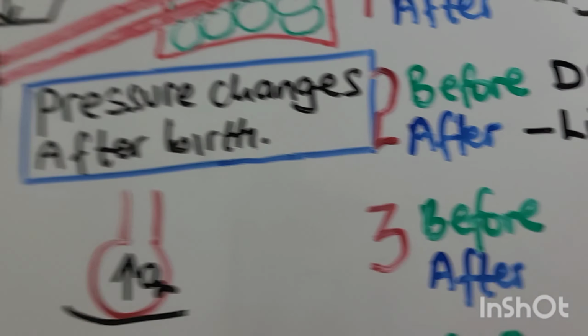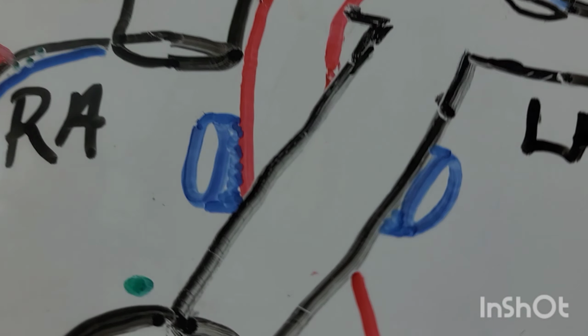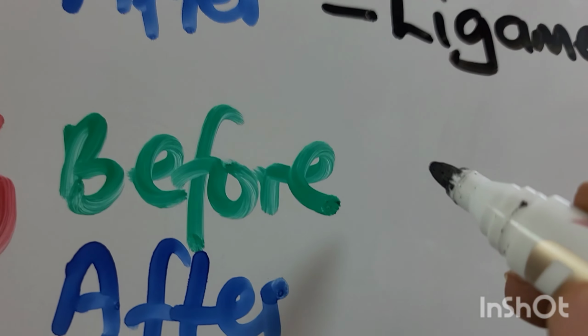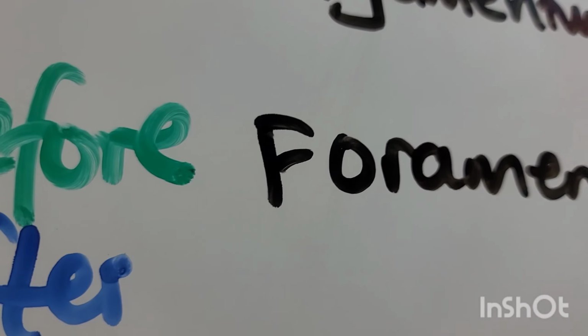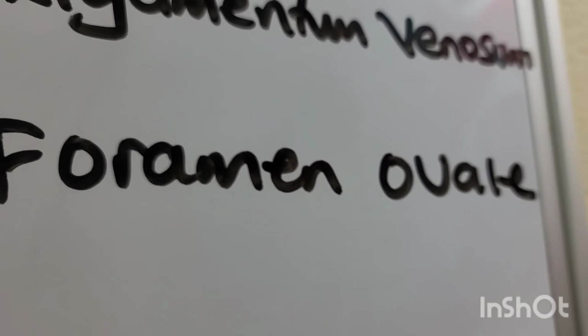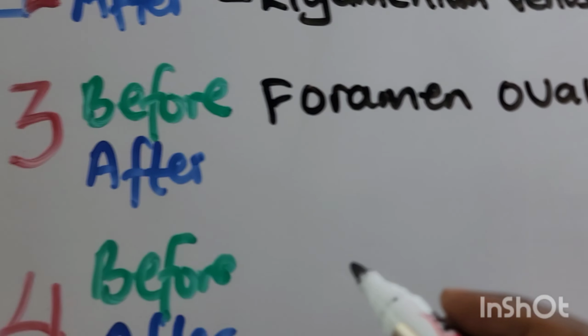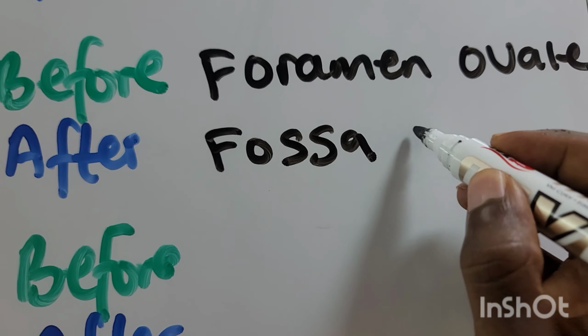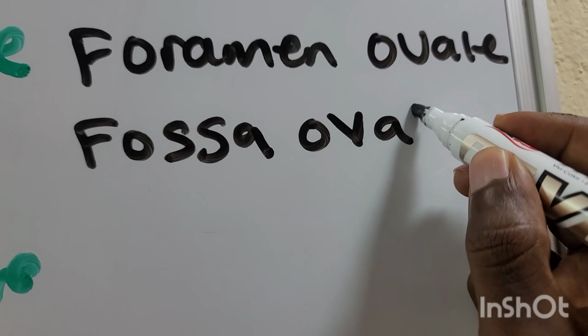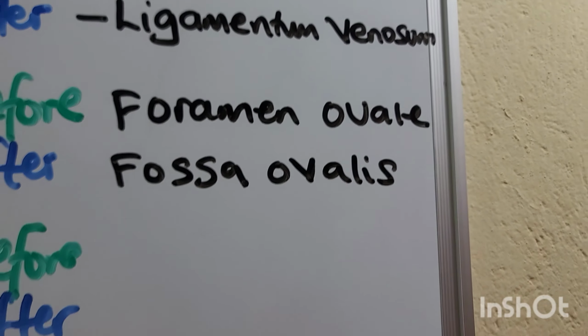Okay, and then another beautiful structure is what you're calling the foramen ovale. Before, what we call foramen ovale. Okay, but of course after birth it is going to be what we call the fossa ovalis. Okay, what we call the fossa ovalis.